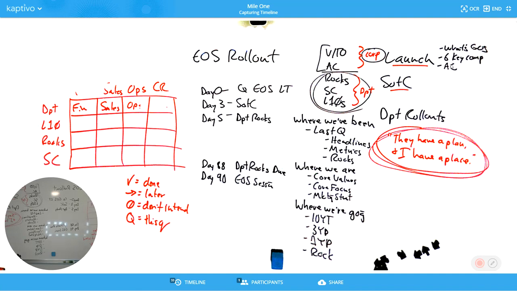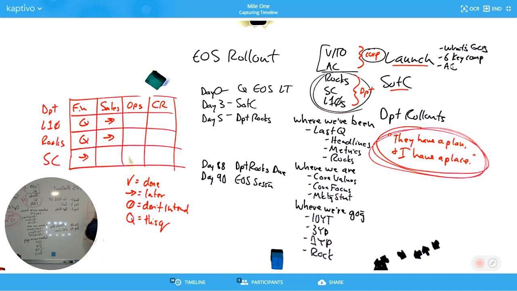So we'll say, all right, finance team, do you feel like your people are ready for level 10s? And if they say yes, okay, all right, well, we're going to do that this quarter. And then what about rocks? Yep, we're going to do that this quarter. Scorecard, nope, we're going to do that later. Okay, cool. Salespeople, are they ready for level 10s? Nope, we're going to do it later. Rocks, nope, we're going to do it later. Scorecards later. No, okay, great.